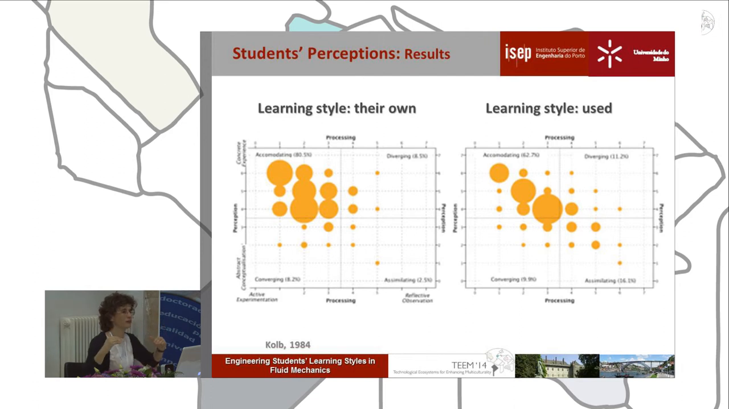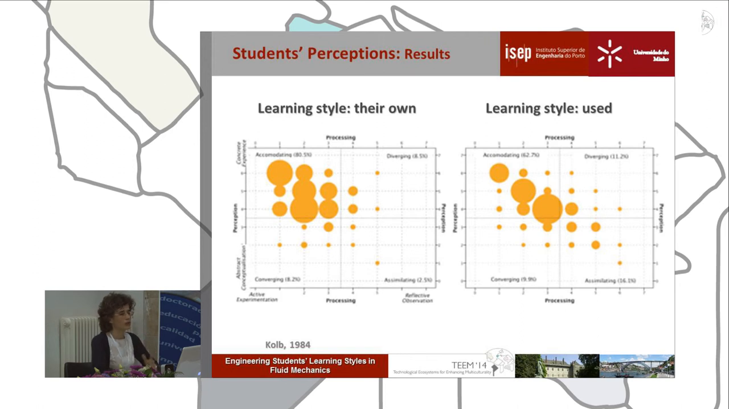I divided the results by cycle. We can see that the students from the second cycle are more cognitive, because they are students from the fourth or fifth year of engineering. They are more practical ones. They understand the principles better.